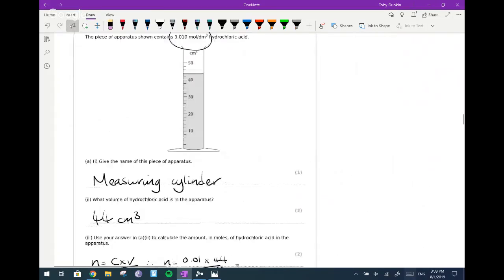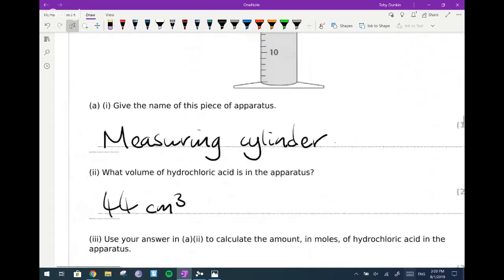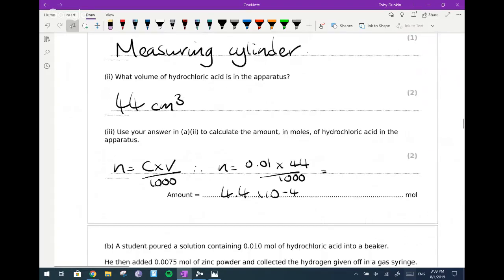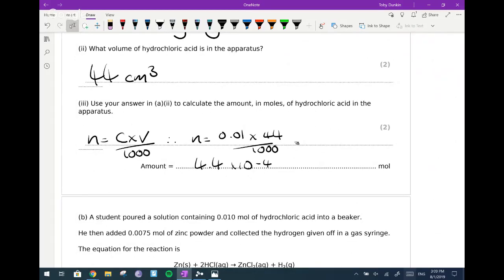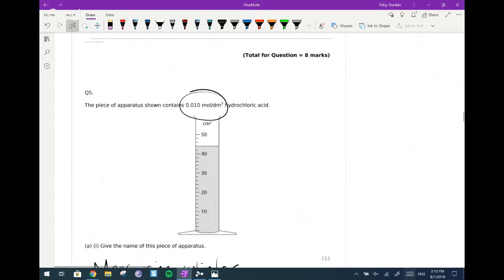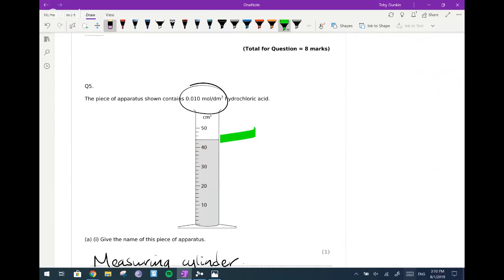Next, piece of apparatus, measuring cylinder. Reading off it, 44 centimeters cubed. Right, calculate the moles. Now in this case, the question was very straightforward. You've got the volume from here.